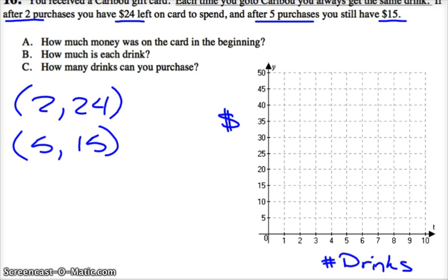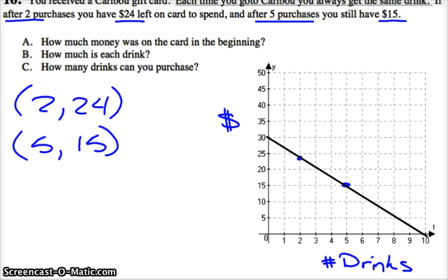So next thing I'm going to do is just plot my 2 coordinates. I'm going to get a general idea of what's going on here. So 2 and 24, it's going to be right in here, just under 25. And then 5 and 15, right in there. I have 2 points now. I need at least 2 to graph. So I'll go ahead and connect those 2 points with a line. And you can actually see fairly closely already a general idea of where our y and x intercepts are that we want to find. Let's do a little bit of math here now.